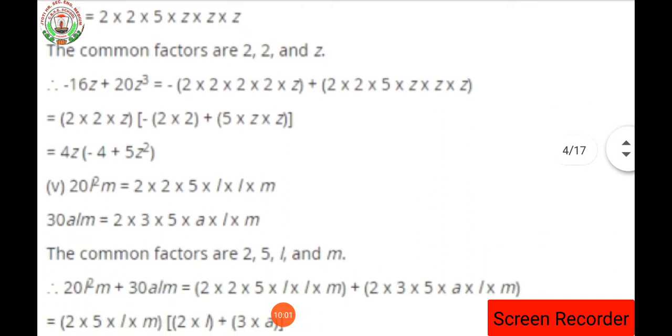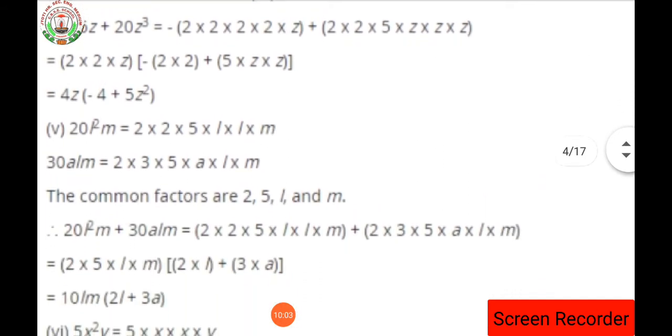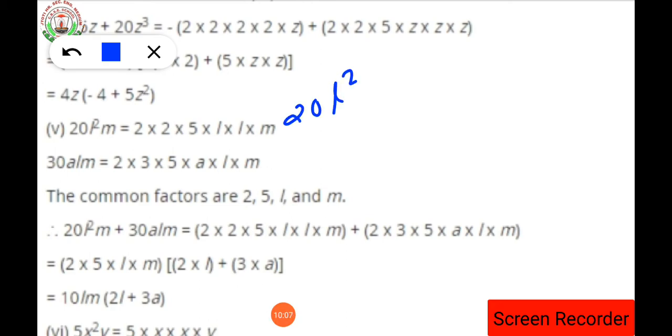Have you understood, everyone? Now in the same way, the fifth question we are having. What is the fifth question we are having? 20 L square M and 30 ALM. This is we are having. So we can do by either the method which is given on this board, or the method which I told you in the video of this chapter as well as in the revision. As a second method, that method also you can do.